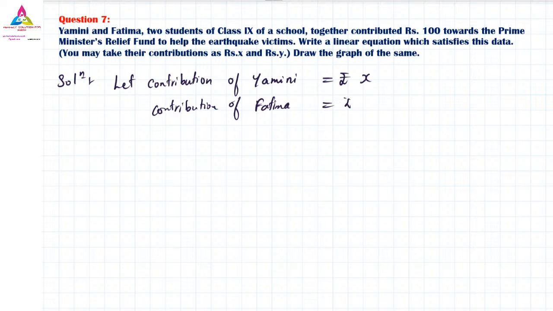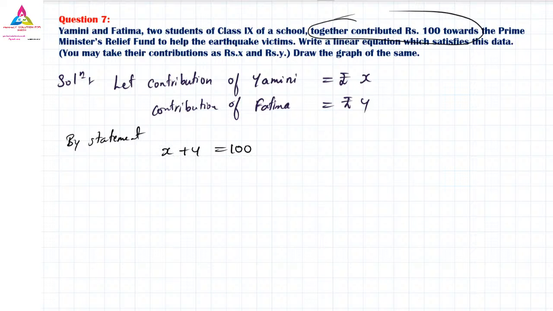Fatima is equal to rupees y. These are the two contributions they have given. According to the statement, how many rupees are both of them giving together? 100 rupees. Together means plus. By the statement, x plus y is equal to 100.